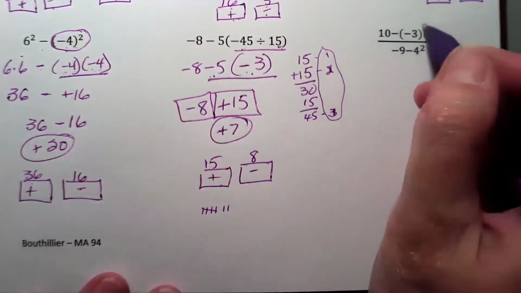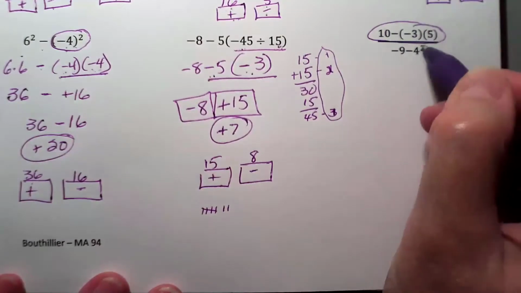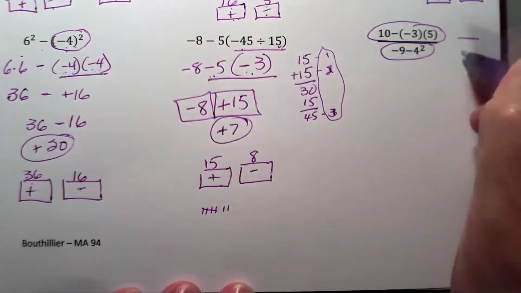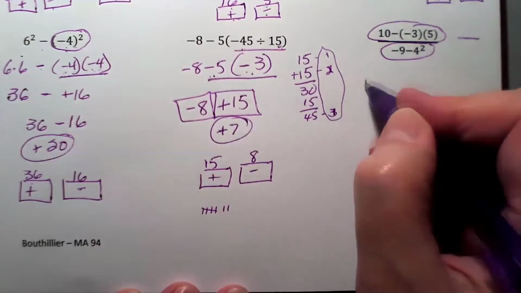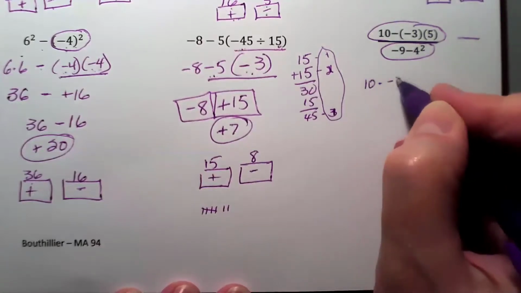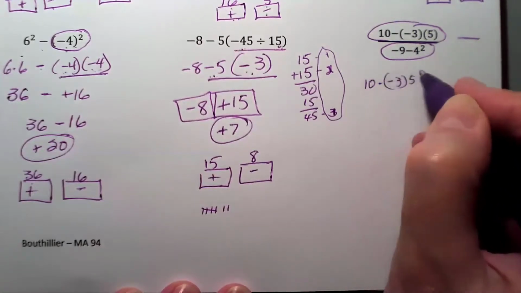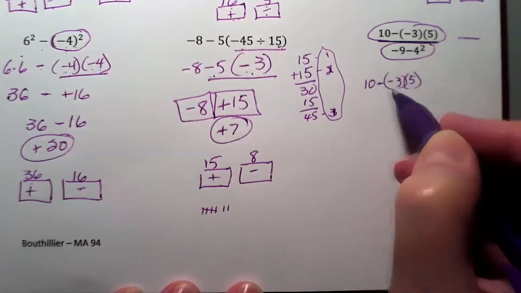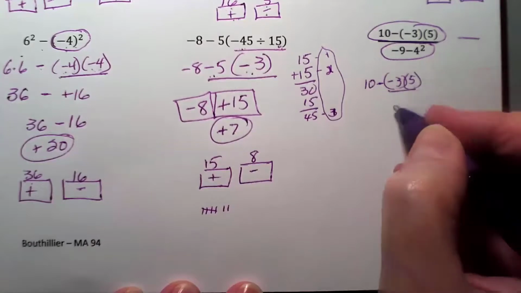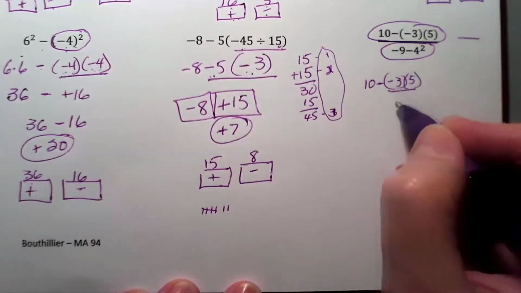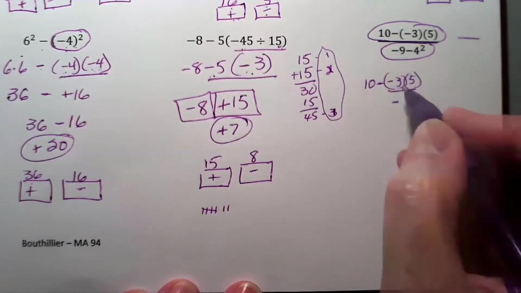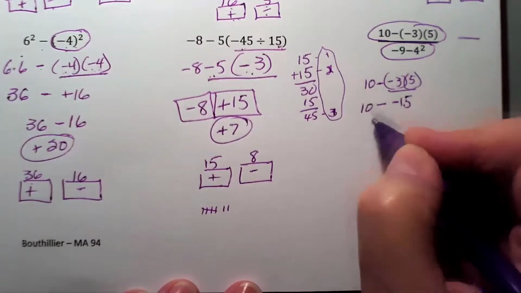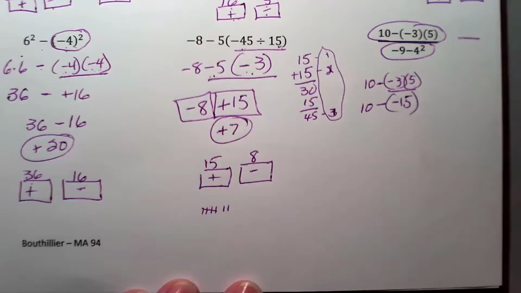Again, here we're going to do this first, then this, do them separately, and then divide them. So if I have 10 minus negative 3 times 5, first I'm going to do my multiplication. Negative 3 times 5, negative times positive, that's 1 negative sign, so it's an odd number, so it's negative. 3 times 5 is 15. So I have 10 minus a negative 15.